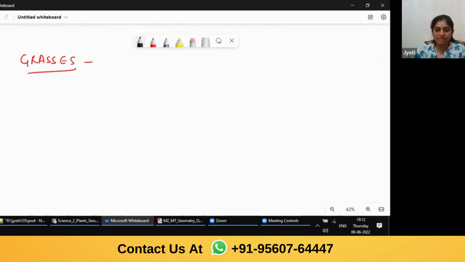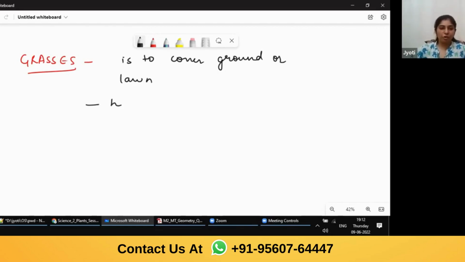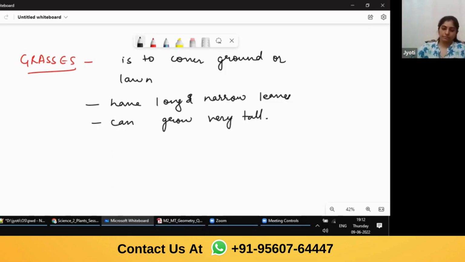So grasses are used to cover the ground or lawn, and have long and narrow leaves. They can grow very tall. And bamboo is the tallest grass. Remember, this is the important line.